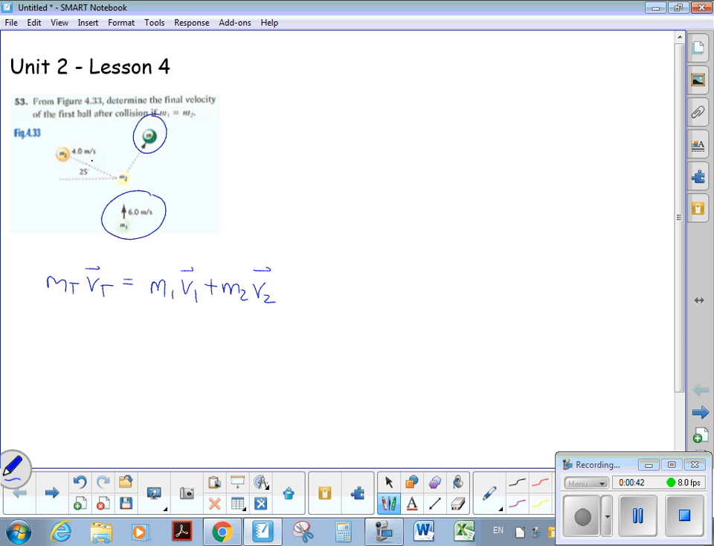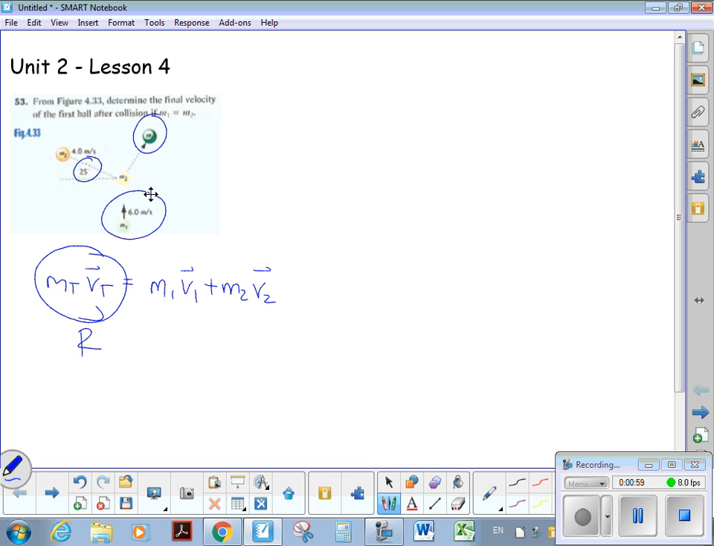Now because we have an angle, we know that we are dealing with two-dimensional, so we're going to have to go to our vector addition. So the way I'm going to set it up is that I'm going to have this as my resultant, and you can set this up a variety of ways. It's not the only way to do it.